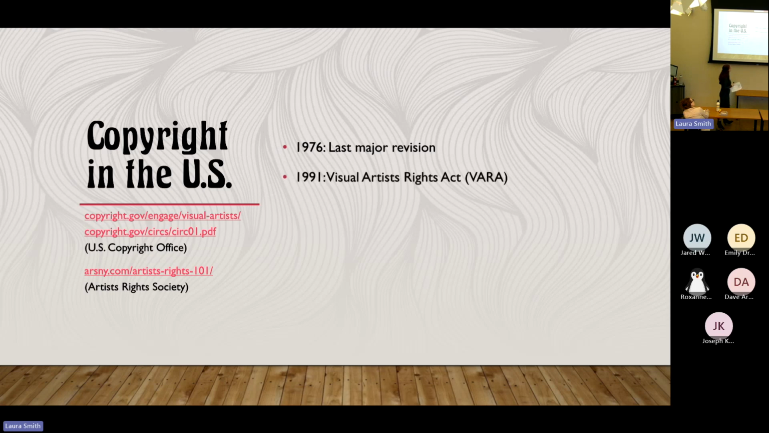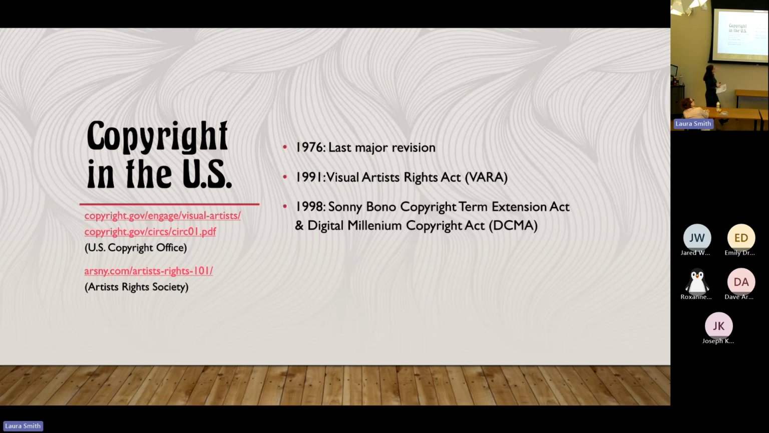In 1991, George Herbert Walker Bush signed the Visual Artists' Rights Act, which guaranteed moral rights for visual artists. In 1998, we have the Sonny Bono Copyright Term Extension Act, derisively called the Mickey Mouse Protection Act, and the Digital Millennium Copyright Act. That was an act that protected internet service providers from liability in the case of infringing content appearing on their platforms. If you're looking at a post that you looked at before and it says, this content is no longer available, that is the DMCA. That's what happens to that. That's a takedown.